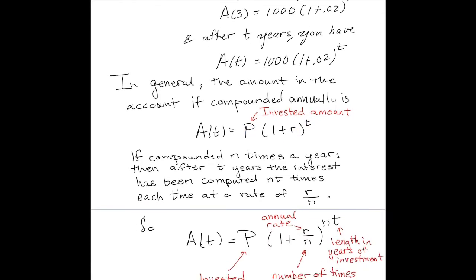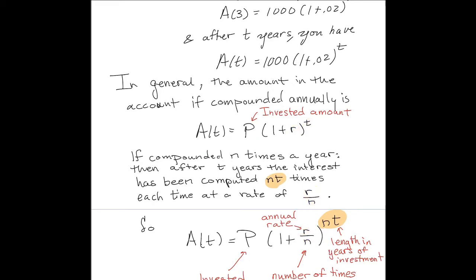If we compounded n times a year, what that means is that after t years, we've compounded nt times, so we will replace t with the number of times we compounded, which is nt. But each time we compound, which could be a number of times a year, we will only use a fraction of the rate. So we will replace the rate in this equation here with r over n.